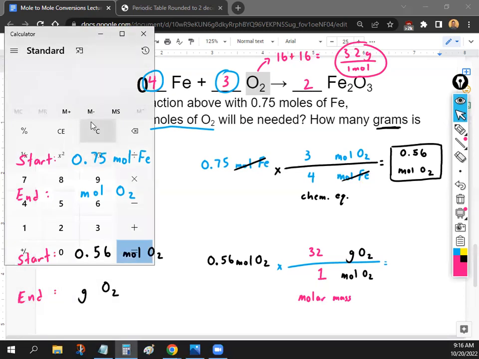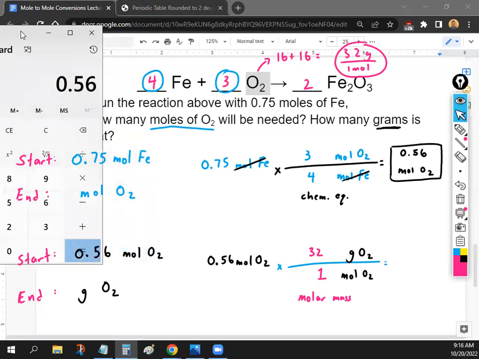Anyway, okay, so we're gonna plug in our starting number 0.56. And then we are going to multiply that by 32. If you want, you can divide it by 1, but you'll get the same number, so you can ignore the ones. So the final answer is 17.92 grams of O2. And those are your 2 final answers. And that's what you'll be working on today.